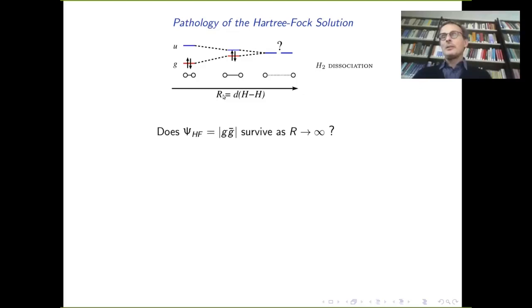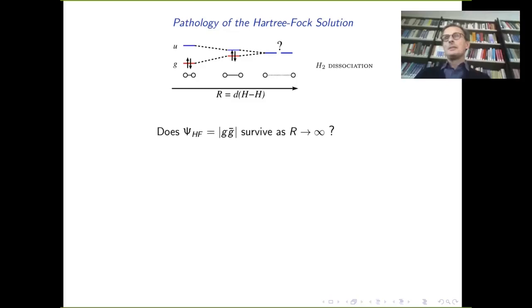As we know, when you start stretching the bond length, all of a sudden the Gerade and Ungerade molecular orbitals tend to be quasi or strictly degenerate when R goes to infinity. So the question that may be raised is: should I occupy the G orbital or should I occupy the U orbital? And as you can see, the question is not appropriate, strictly speaking, in the context of quantum mechanics, because both occupations can be considered.